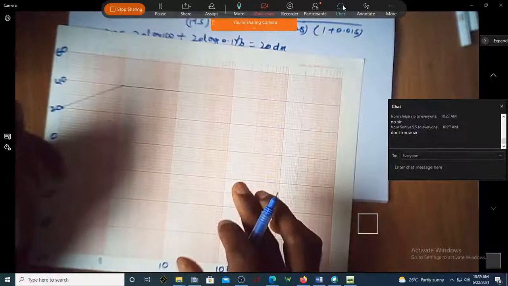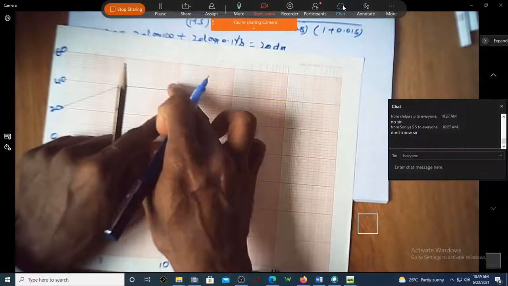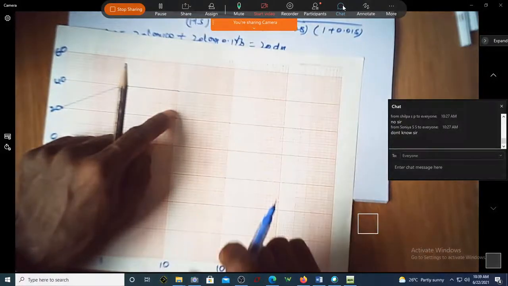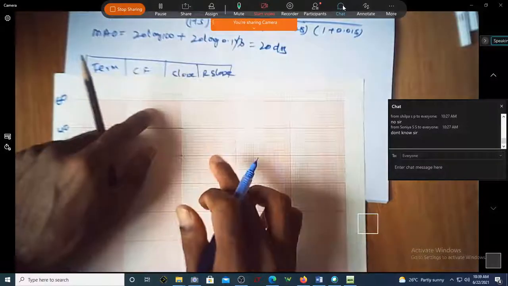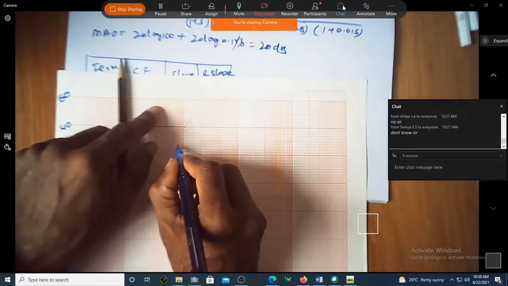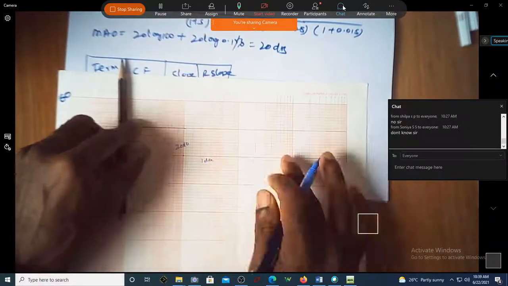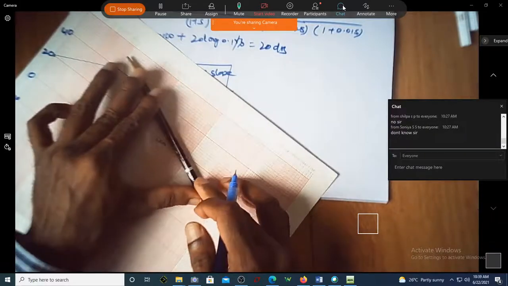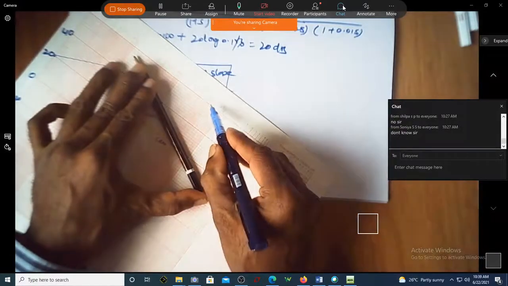This is a mistake what you people will do. Come down by 20 dB, go by 1 decade. That will constitute a slope of minus 20 dB. Till where? Till 50. Getting the point? This is 20 dB down, 20 dB down, 1 decade. So this will be minus 20 dB per decade. Till where? You stop it at 5.